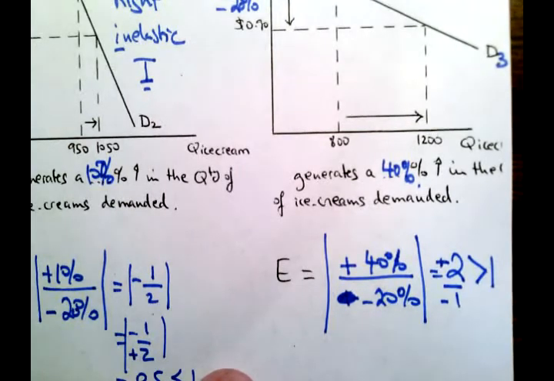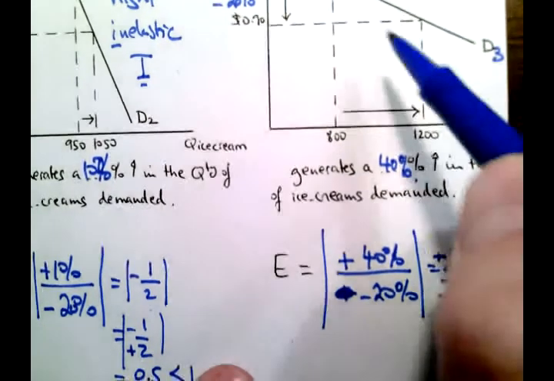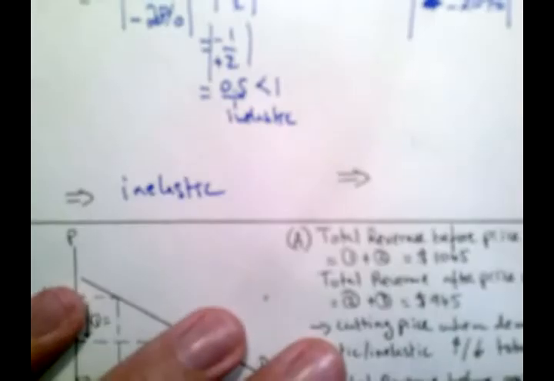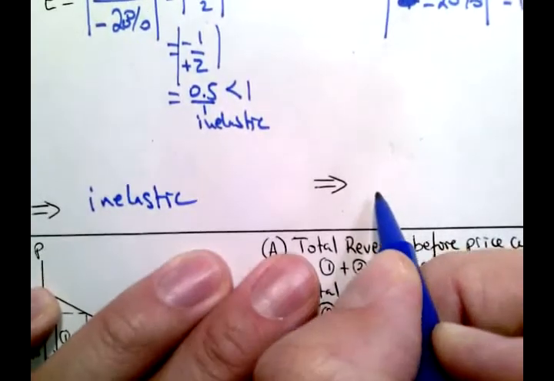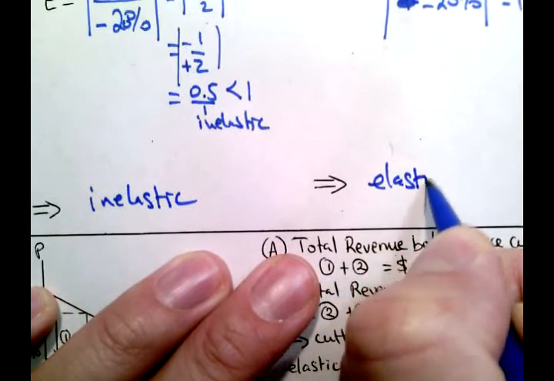Demand is highly sensitive. Maybe it's on a very hot day, you give me a discount, I'm going to eat a lot more ice cream. So here, in this case, the demand curve is elastic.